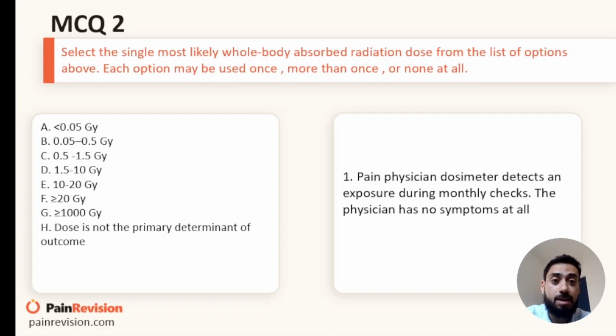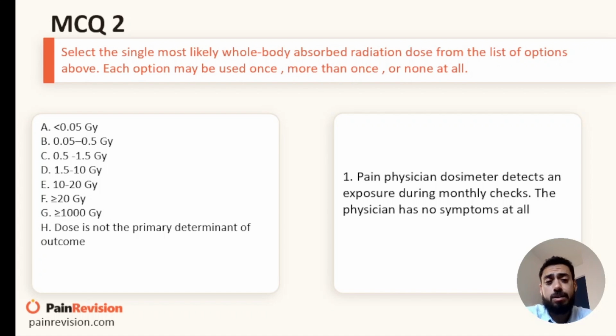So the first stem is saying a pain physician's dosimeter detects an exposure during a monthly check. The physician has no symptoms at all. And so, what is the range of absorbed radiation dose that we would expect? I'll let you think about it for a second before we go to the answer.